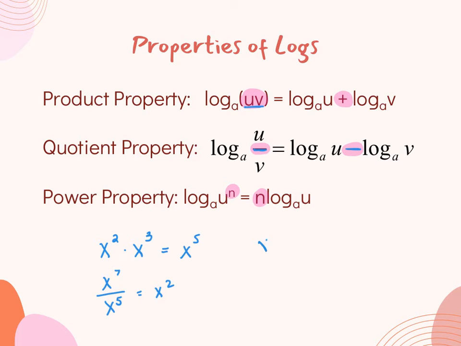And then if I was to raise x to the 2nd to the 3rd power, what do I normally do with those exponents? Multiply them. So that becomes x to the 6th. So because logs are just another way of writing an exponential expression, that's why those properties apply the way that they do. So you're going to see these in 2 ways.